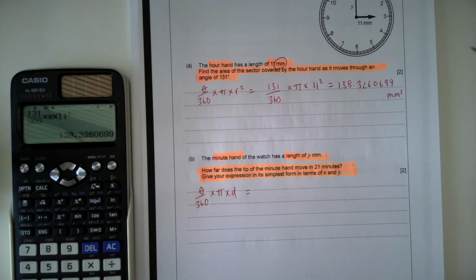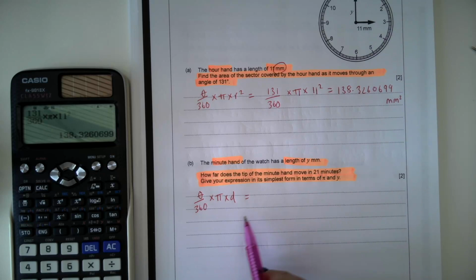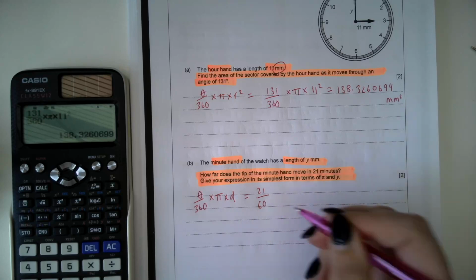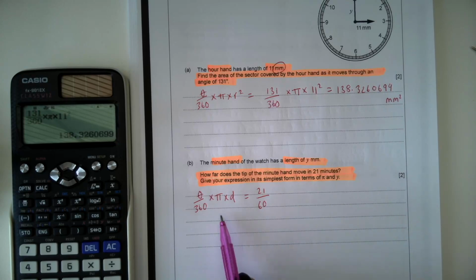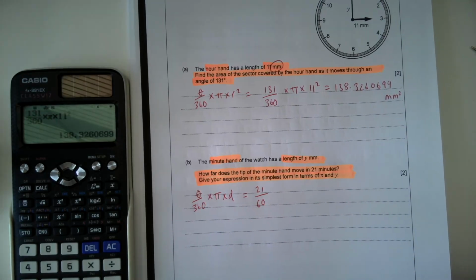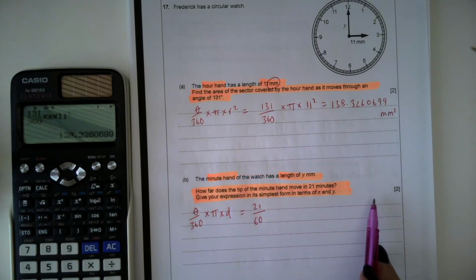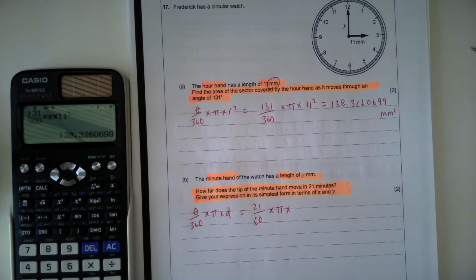Okay, so the angle over 360. Well, actually, the minute hand is moving 21 minutes. A full circle is 60 minutes. So we're going to disregard this a little bit and go with 21 minutes out of 60 minutes. So we're not working with angles, we're working with minutes. But it's comparable because 60 is a factor of 360. So 21 out of 60 minutes is how far it's moved. That would be the angle that it's covered. And then we're multiplying by pi, and then we're multiplying by the diameter.